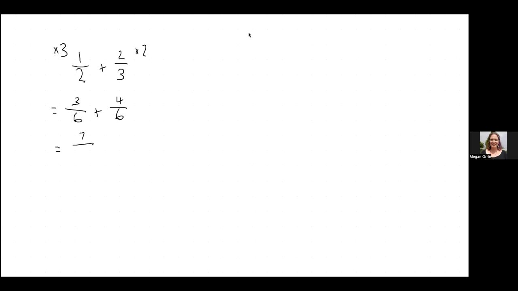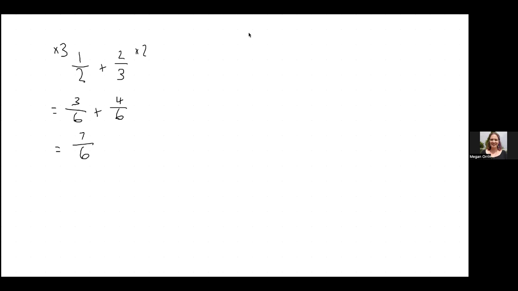7/6. Good. Do I need to make this 1 1/6? Nah. So we're going to leave it like this. The more we go through maths, the more we like improper fractions. Okay, so just leave it like this. That's fine. But what if I add in letters? What if we add in some algebra?